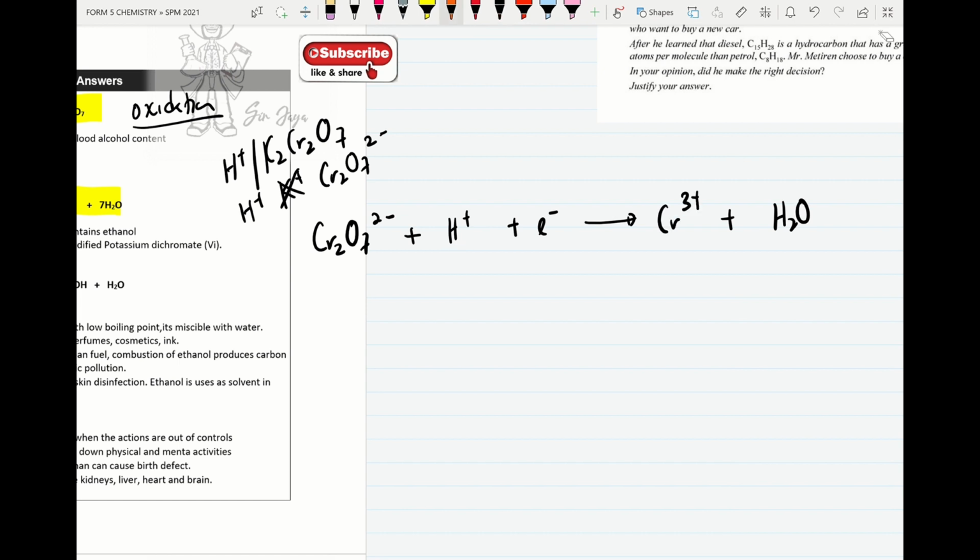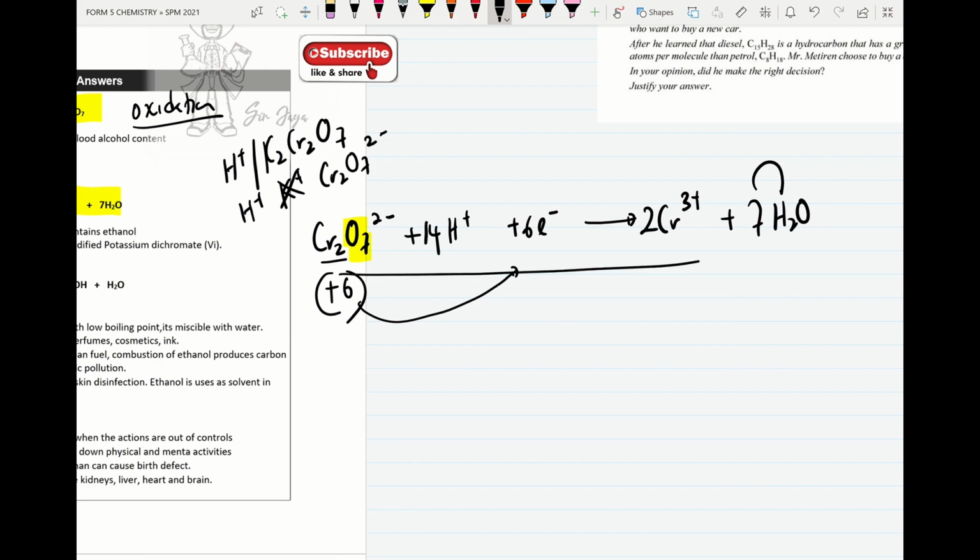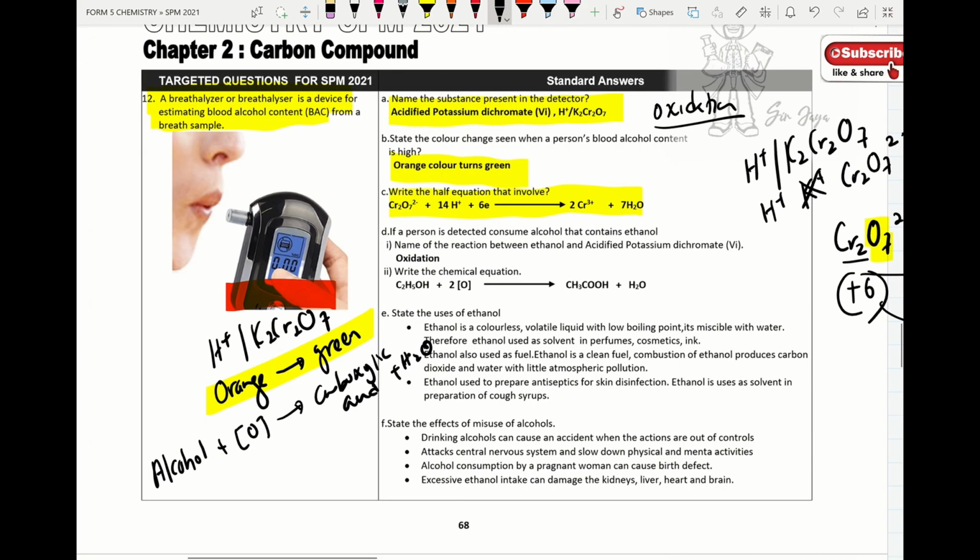All right, next balance the oxygen. Oxygen 7, so I put 7. Hydrogen 14, so I put 14 here. The oxidation number of this substance, acidified potassium dichromate(VI), take the 6, put here. All right, so balance the chromium 2, chromium 2. So this is the answer for the half equation. It's given in the module.